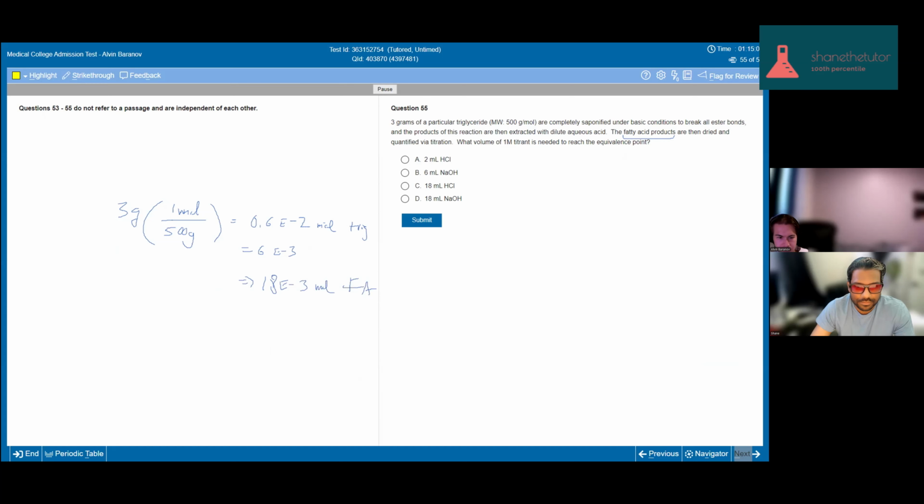Okay, the titrant is 1 molar. Oh, okay. So we're titrating fatty acids, right? So what can we eliminate here in these choices? We're titrating a fatty acid, which means we're going to use a base. So we eliminate A and C. Good.